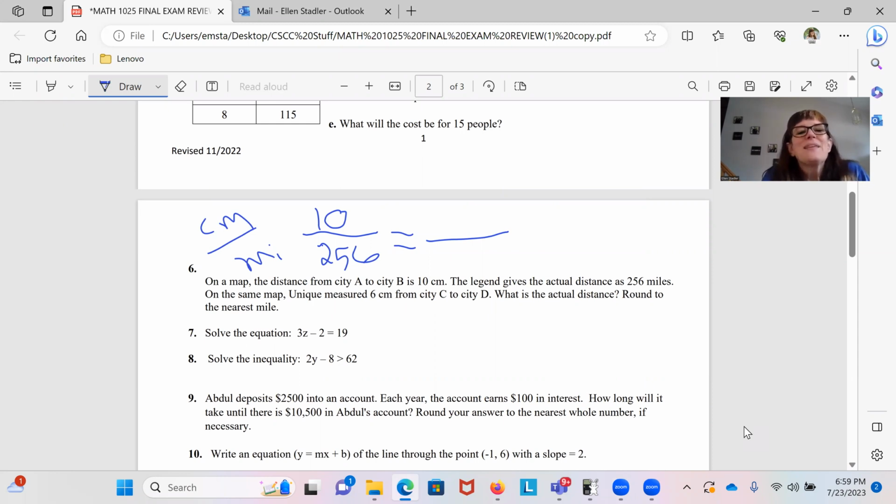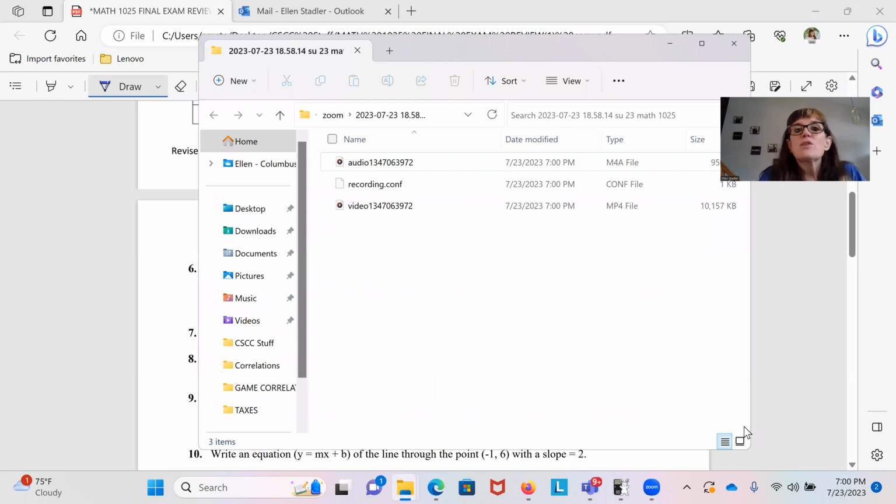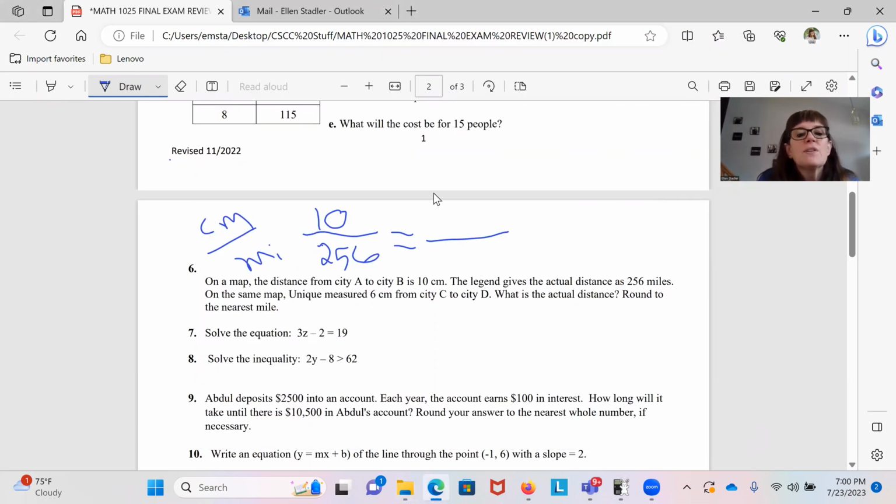We have centimeters and miles, and you have to decide if you want centimeters on top or miles on top. It doesn't matter as long as you are consistent, and something just popped in front of my screen. So I chose to put centimeters on top. And the first information we're giving is that 10 centimeters was the distance on the map from A to B, but the actual distance between the cities was 256 miles.